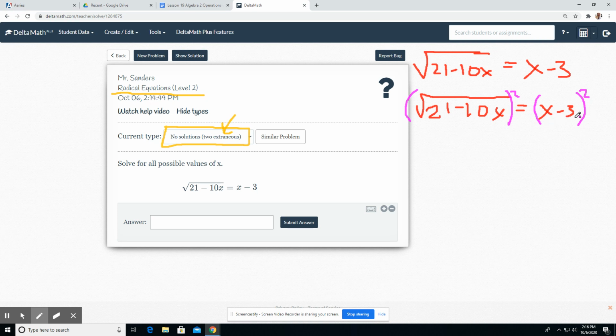This is a binomial times a binomial. So that's x minus 3 times x minus 3. So make sure that when you're doing these, every term has to multiply to every other term. So these first 2 terms have to each multiply to the last 2 terms.